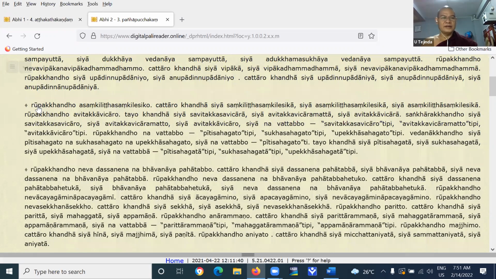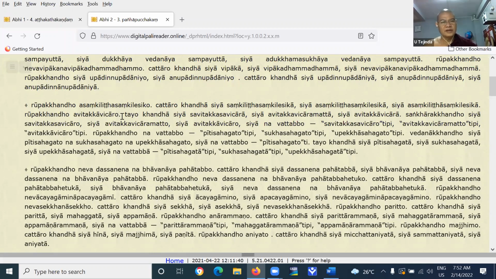The next Tika, here we say: kati sankilittha sankilesika, kati asankilittha sankilesika, kati asankilittha asankilesika. The answer is Rupa Khanda asankilittha sankilesiko. They are not defiled, but they are the object of defilement. Cattaro Khanda siya sankilittha sankilesika, siya asankilittha sankilesika, siya asankilittha asankilesika, nama khanda.